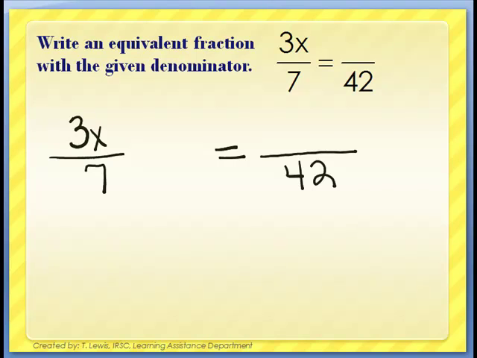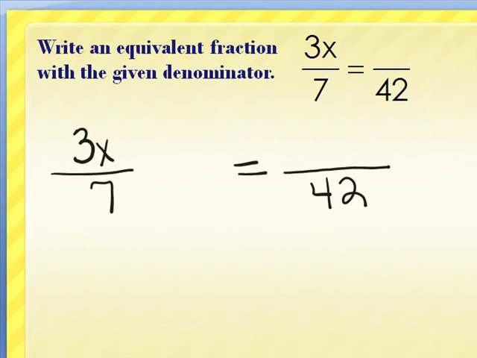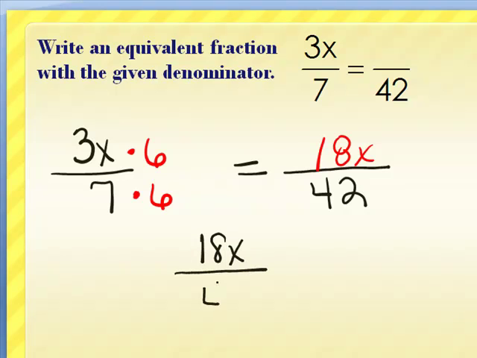And if you remember, whatever number we find, whenever we multiply in the denominator, we're going to have to multiply that number in the numerator as well. So we're going to multiply 7 by 6. As I multiply 7 times 6, we have 42 in the denominator. As we multiply 3x and 6 together, we have 18x. So our fraction 3x over 7 is equivalent to 18x over 42.